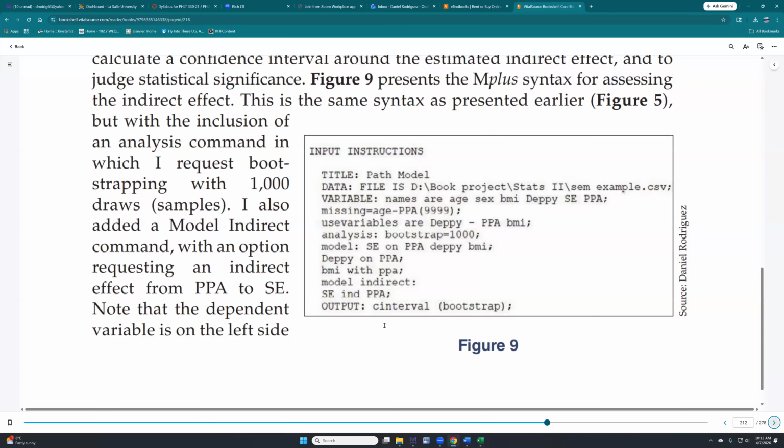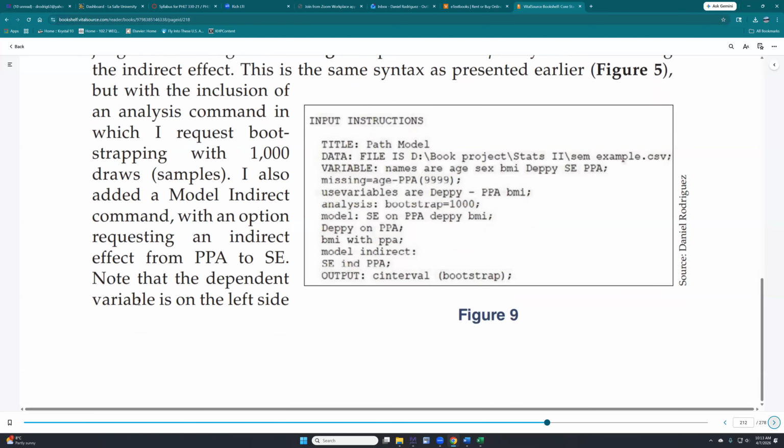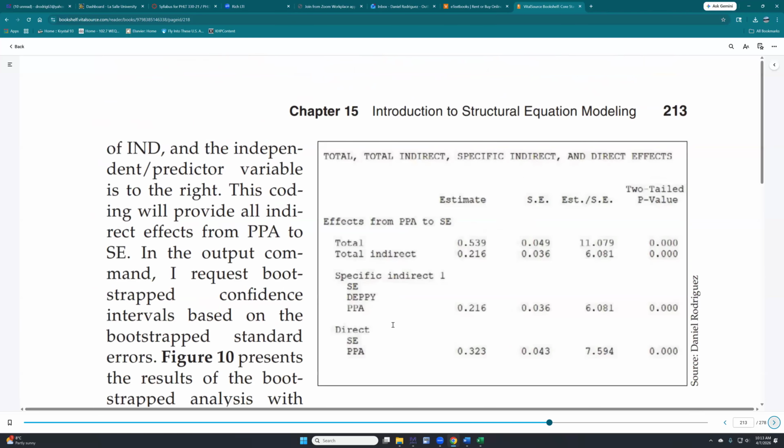And I also want the confidence interval, and I mentioned it's bootstrap. I can actually tell it how many bootstrap samples I want. Here it's sampling with 1,000: bootstrap equals 1,000 under the analysis command, which I didn't have originally. Originally I just did the model, but now I have to add this since I'm doing bootstrap standard errors. I'm on 1,000 replications, but it can be 10,000, you can do whatever you want. Note that the dependent variable is on the left side. Again, I haven't used this in a while, so I have to remember it.